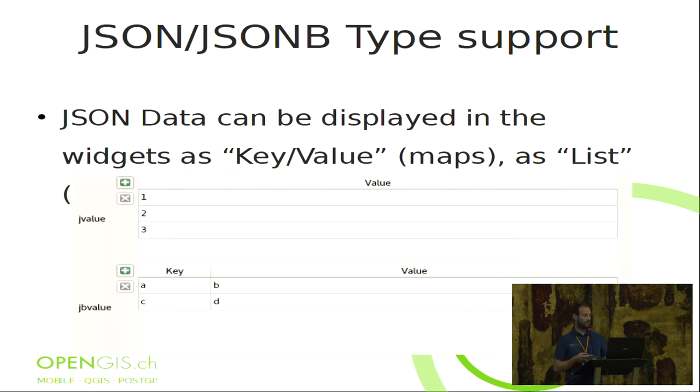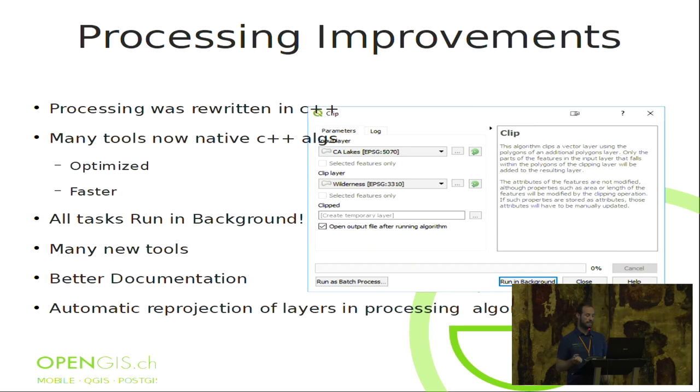Wasn't sure whether to leave this in or not. JSON, you can now display JSON data in a nice key value map widget.